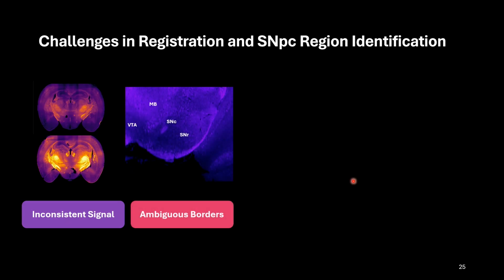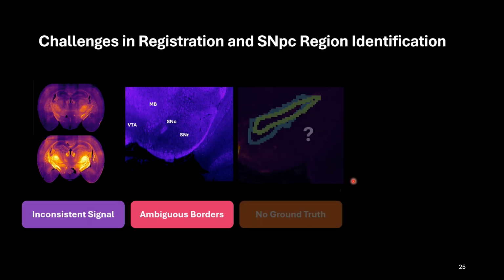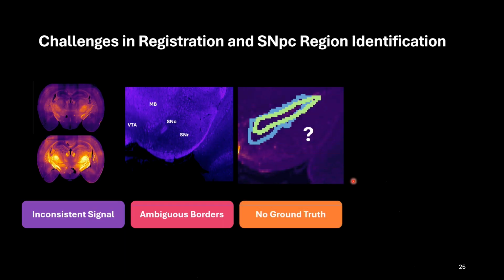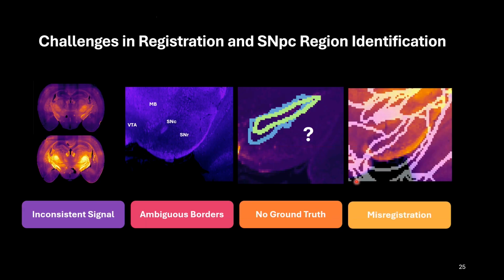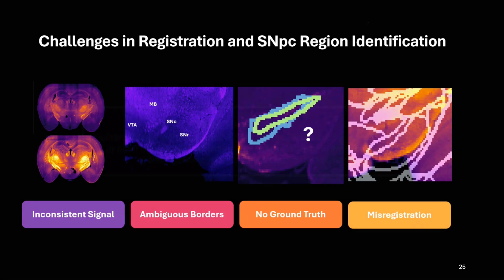There's no obvious outline to the region in the channel that's used for registration, or in the TH channel either, so we don't know where that is. We also don't have a ground truth. You can see these are two different regions that it's pulled out with slightly different parameters. Both of them could be correct. And also, if we misregister, then we could overshoot the region entirely, which should be here, but it's being called as being here. Now, why does this all matter?